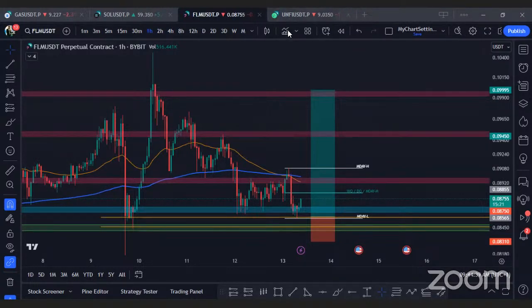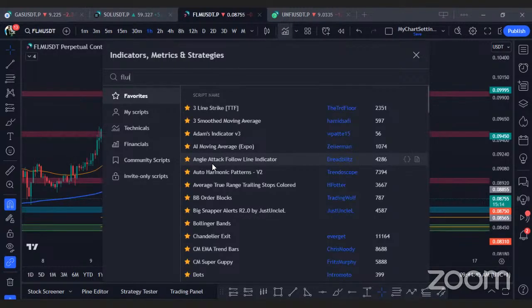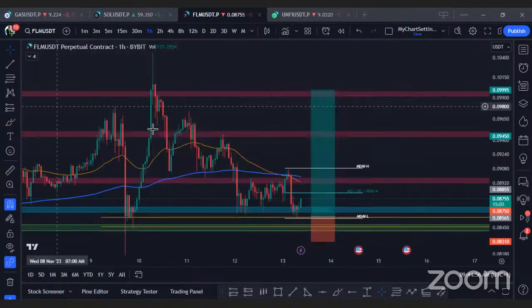So if you are looking for a support and resistance indicator, you can type and look for Flow. This one, Flow Trades. Another one you can use is Smart Money Concept by LuxAlgo. Those are the two indicators. They are good. You can use them for free.